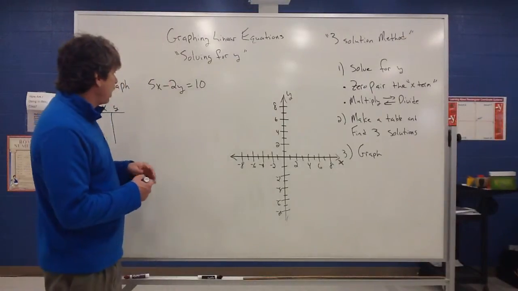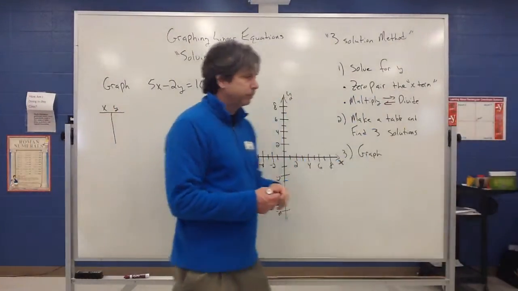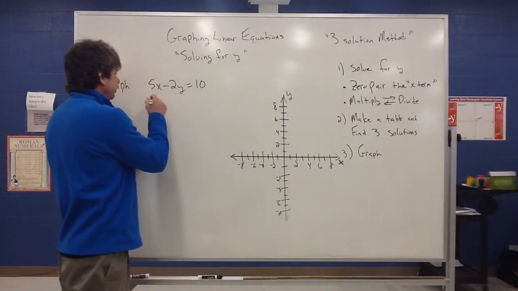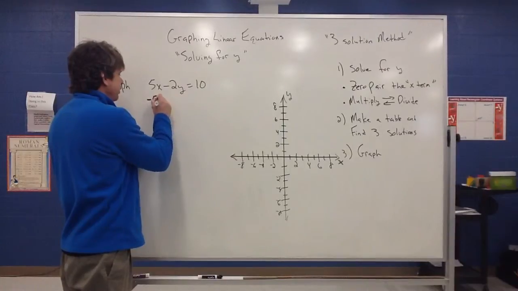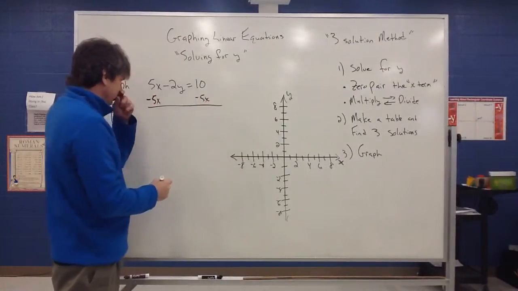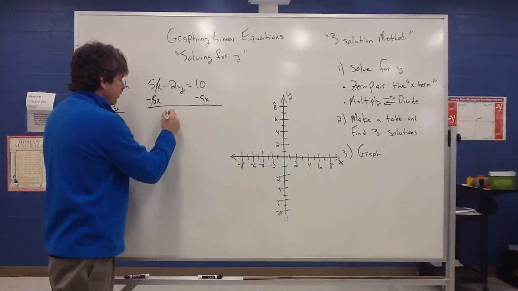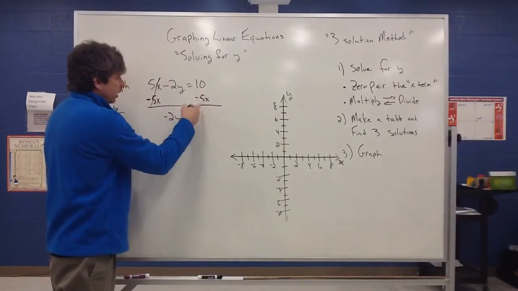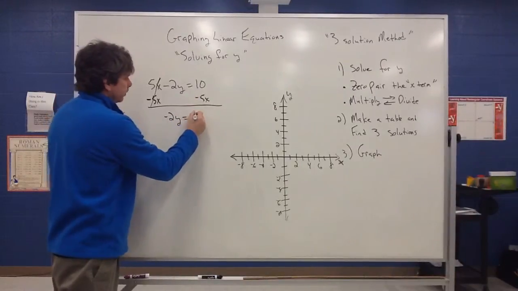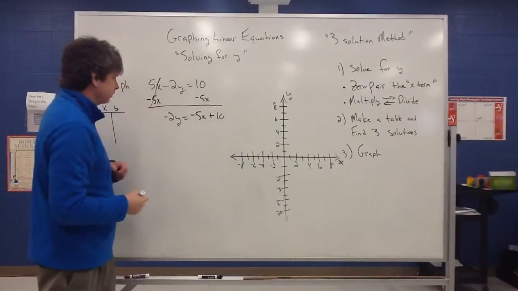So solving for y, our first thing is to zero pair that x term. So since I see a 5x there, that's telling me to use a negative 5x to zero that out, but also got to put a negative 5x on the other side. So the 5x, negative 5x will zero out. I have a negative 2y that comes down, and I have now a negative 5x and a 10 on that side of the equation.